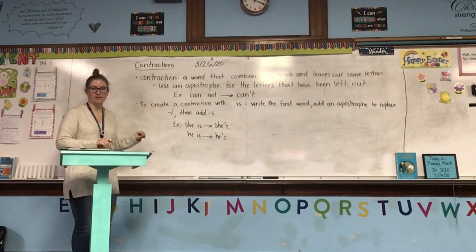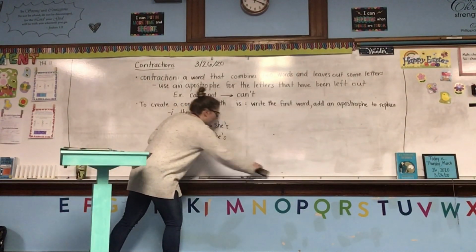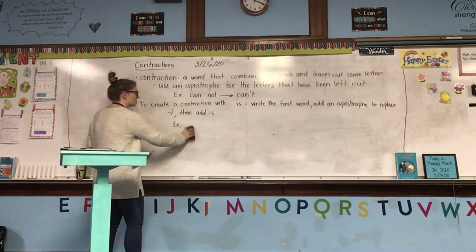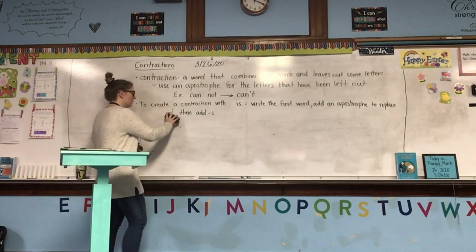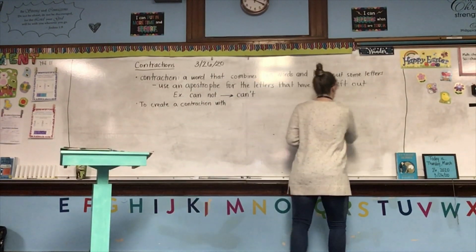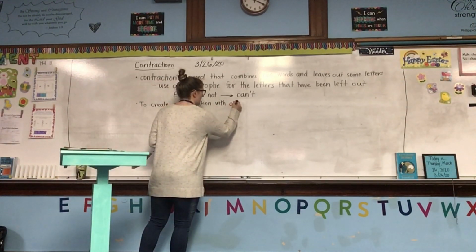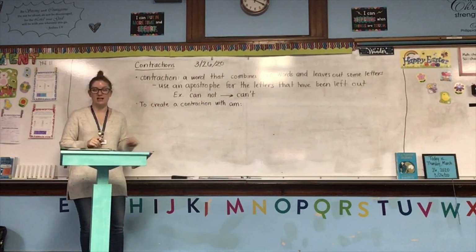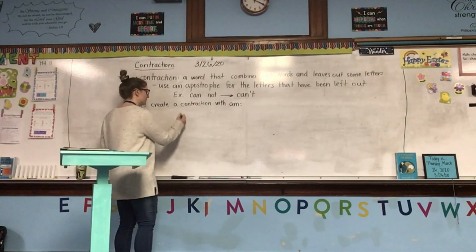Now, I'm going to erase all this, so if you need to pause, go do that. Pause it and write. Now, let's talk about how to, so make sure, I'm going to just use what I already have, but you're going to have to rewrite. If we want to create a contraction with the word am. Now there's only one case that we can create a contraction with the word am, and it's when you have I am.